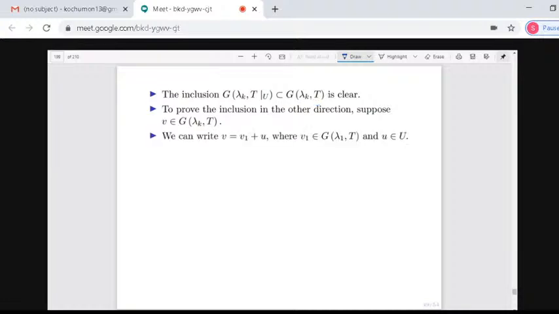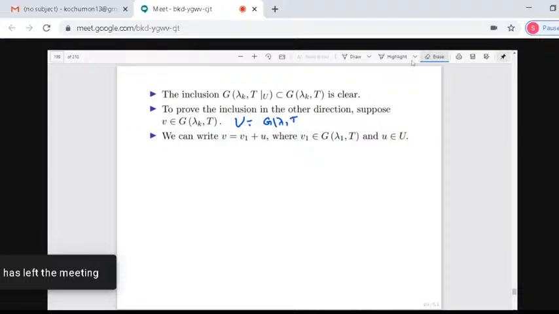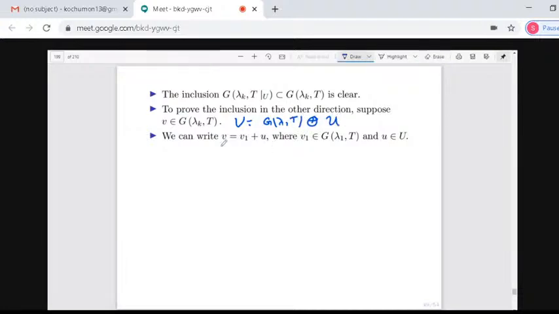Now write, because you know that V is equal to G(lambda 1, T) direct sum U, any little v in capital V can be written as v1 plus u, where v1 is in G(lambda 1, T) and u is an element of U.